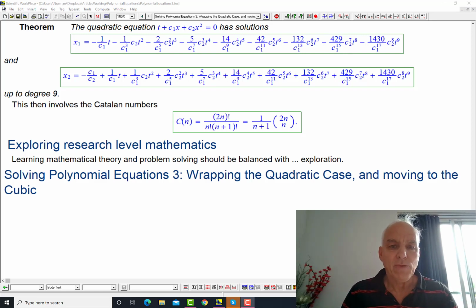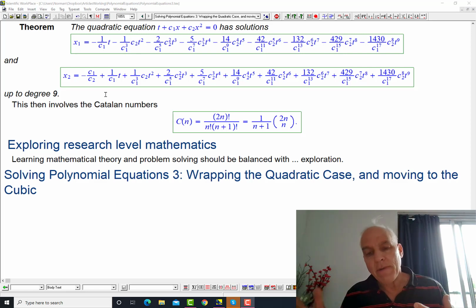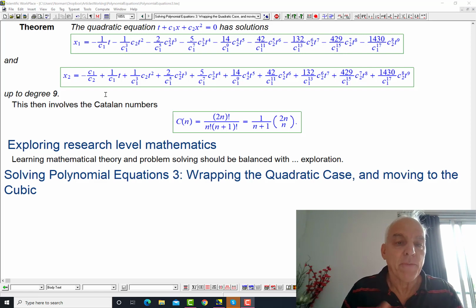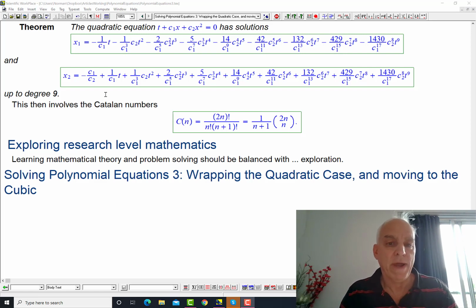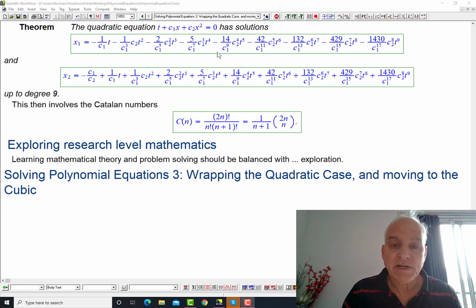So last time we were looking at the quadratic equation, and we wrote it as t plus c1x plus c2x squared equals 0, and we got these two solutions, x1 and x2, through a kind of power series method, proceeding step by step, solving some equations. So we have a power series in t here with coefficients which are little functions of c1 and c2. And then there's also these numbers which are the Catalan numbers. C of n is 1 over n plus 1 times the binomial coefficient 2n choose n.